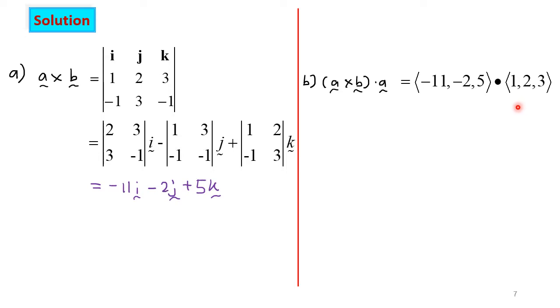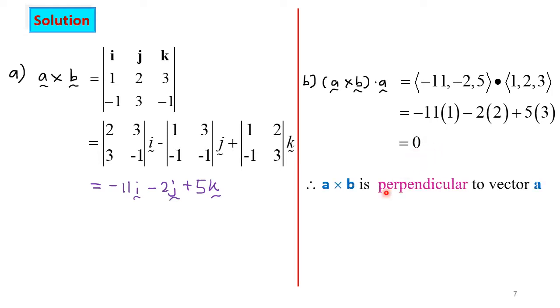Remember how we calculate the dot product? We multiply according to the component, right? I with I, J with J, and K with K. So after we calculate, we find out that it is, yeah, it should be 0. So if that's the case, proven it is 0, then we can conclude that A cross B is perpendicular to vector A.